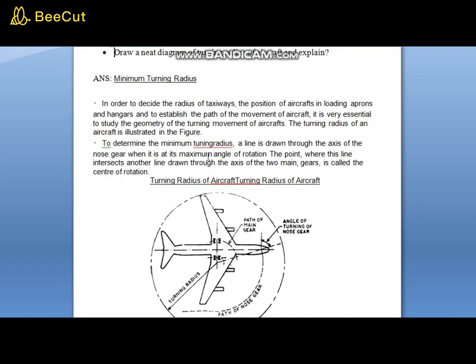Minimum turning radius, in order to decide the radius. Just now we have seen this. How we get this diagram.